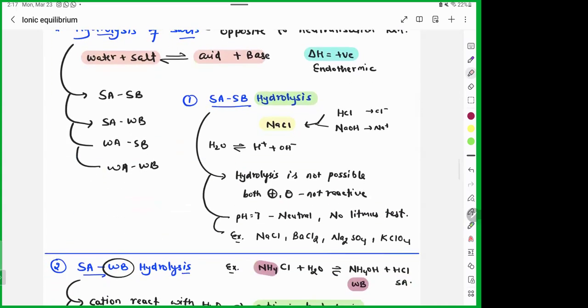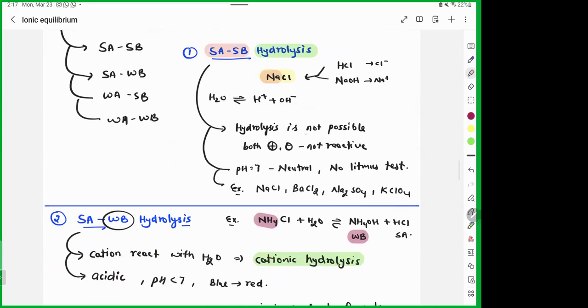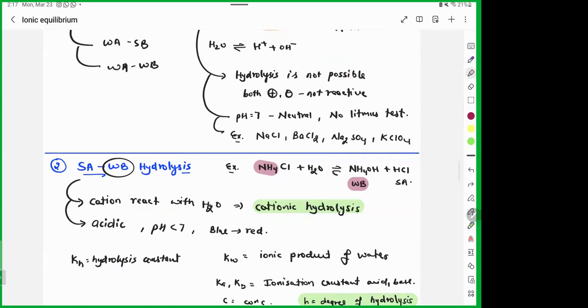Okay. You have four situations. If you break strong acid and strong base salt like NaCl, what will happen? Hydrolysis is not possible. Why? Because both are strong ions and both strong ions will not be reactive. pH will be 7, neutral, no litmus test, not acid, not base. Normal salt, like NaCl is the best example.